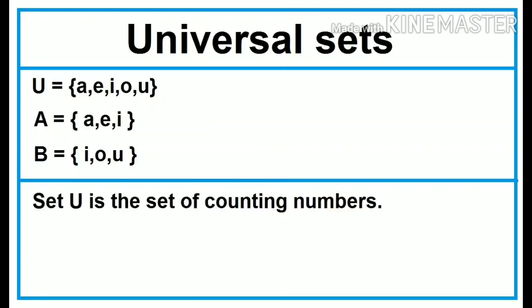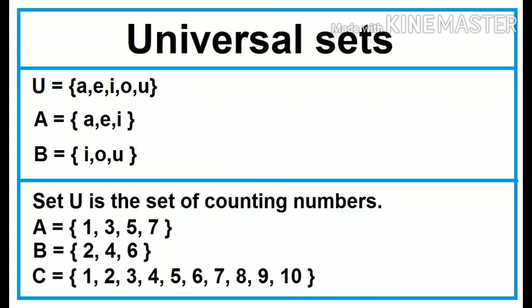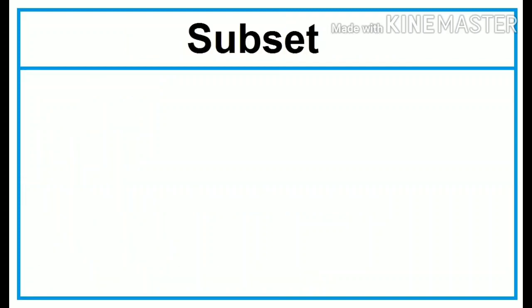Example: set U is the set of counting numbers, and A is equal to {1, 3, 5, 7}, B equal to {2, 4, 6} and C is equal to {1, 2, 3, 4, 5, 6, 7, 8, 9, 10}. Here A, B and C are subsets of U. So U is the universal set.